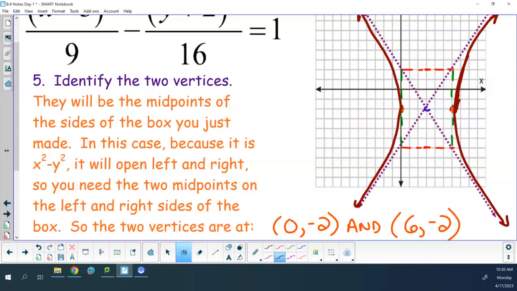Step 1, which way does it open? Step 2, center. Step 3, draw the box. Step 4, diagonals of the box. Step 5, vertices. 6, draw.